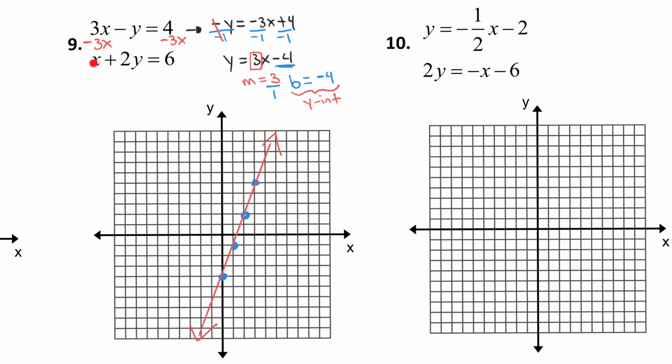The second line, here we have x plus 2y equals 6. So to find the slope and the y-intercept, I need to get the y by itself. So that x, I need to take it to the other side.